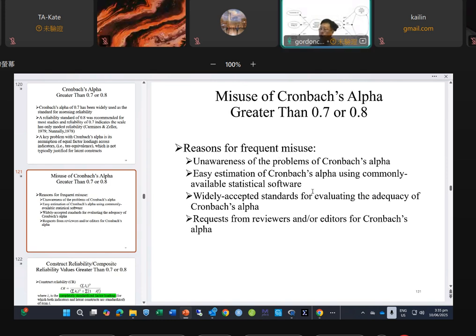It is so easy to estimate because SPSS and all other software can give you this. It is widely accepted. The major issue is if you do not report Cronbach's alpha, the reviewers will ask you to report it. They will ask you for the Cronbach's alpha anyway. Okay?